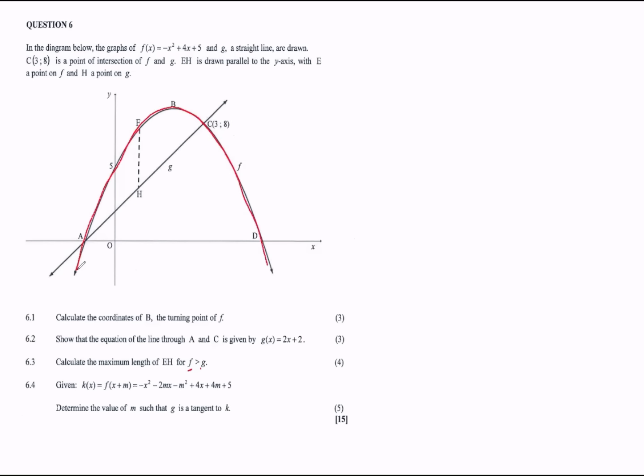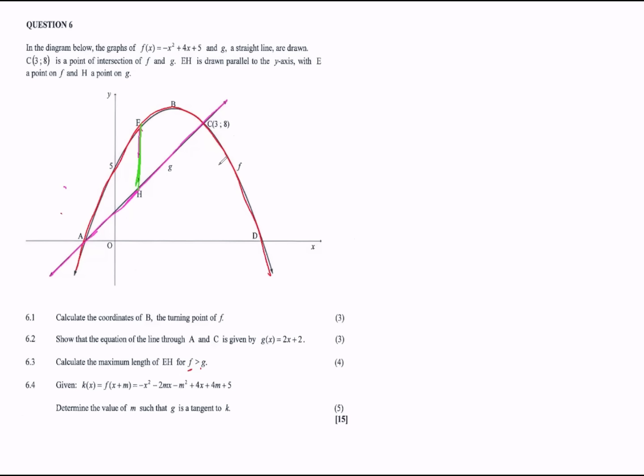So at that point, we can see that the graph of f is actually above the graph of g, which is what they're saying there, right? So we are supposed to calculate the maximum length, for which if we can put point E above point H, we will have the maximum length possible, right? So this is where we need to apply the concepts of calculus, right?